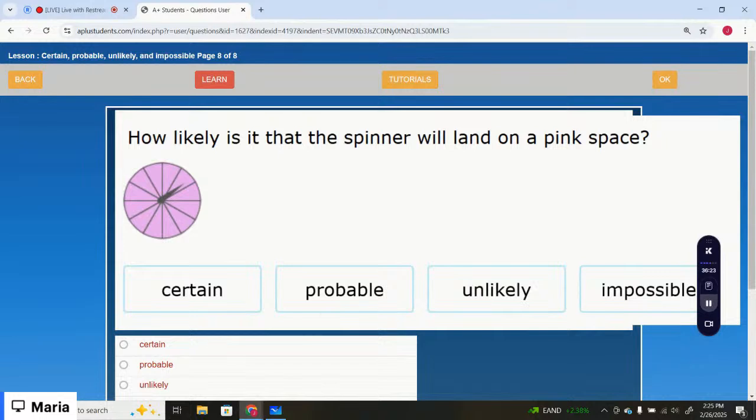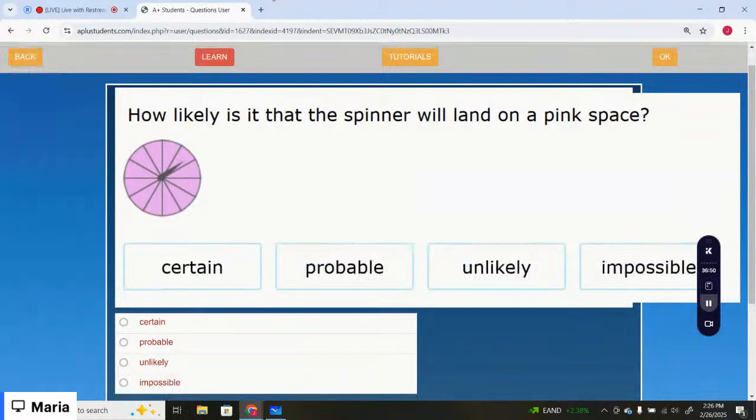How likely is it that the spinner will land on a pink space? So which is the correct option? It will certainly land on pink space.